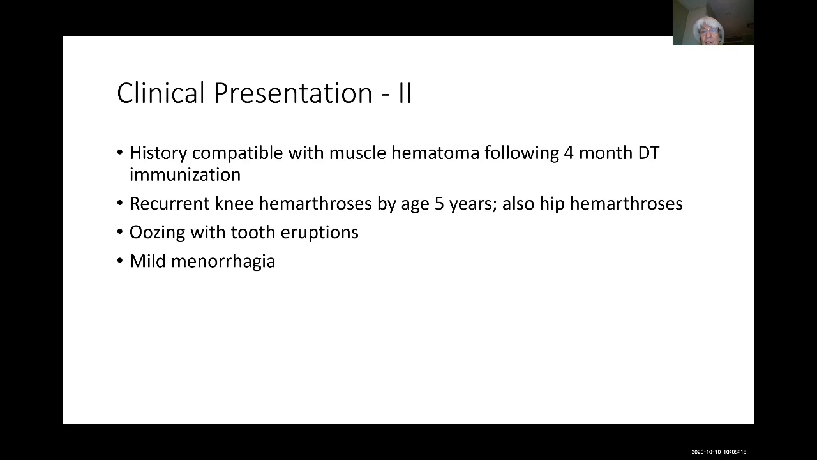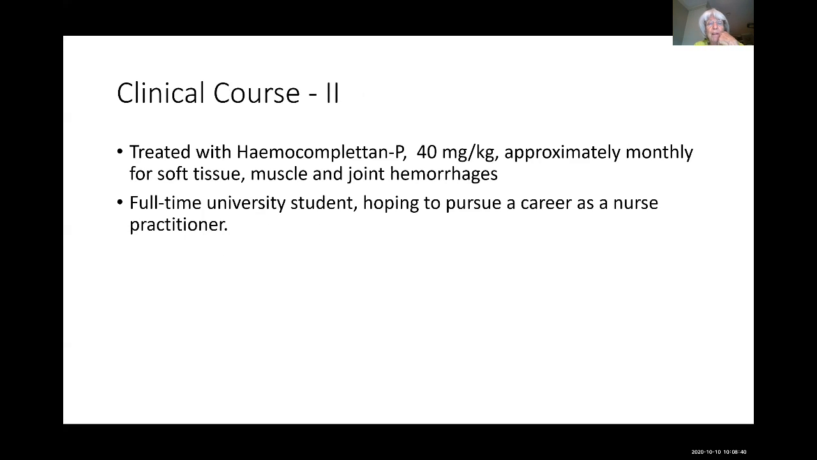She was diagnosed with afibrinogenemia, and she was treated with cryo for every acute bleeding episode. That's what we had back then. And by the time she was 5 years old, she was having recurrent bleeds into her knee. Only about 25% of people with afibrinogenemia get primary joint bleeds, but they do happen. This child also went on to develop recurrent bleeds into the hip, in addition to oozing with tooth eruptions, and then later some mild menorrhagia.